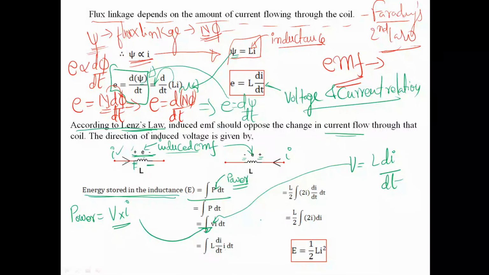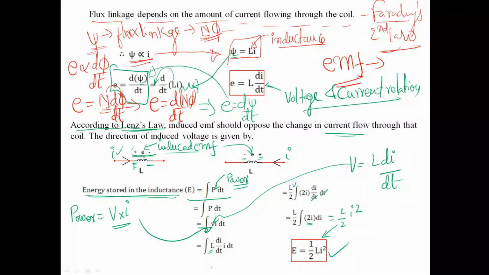If I take the integral like this, since L is a constant, I will bring L outside the integral, and I will multiply by 2 and divide by 2, nothing wrong in that, giving 2I di by dt. So this dt and this dt will cancel each other, then L by 2 integral 2I di. What is the integral of 2I? You will get L by 2 I square, and we can write this as 1 by 2 Li square.